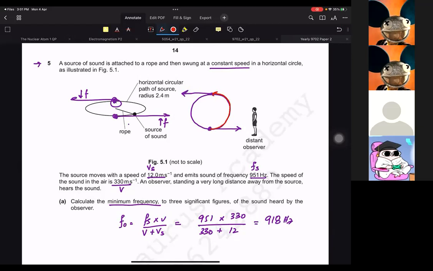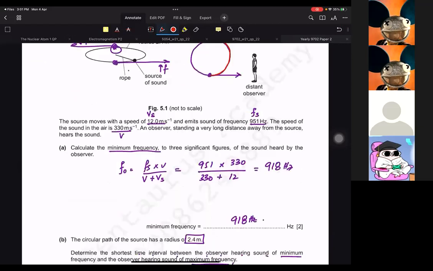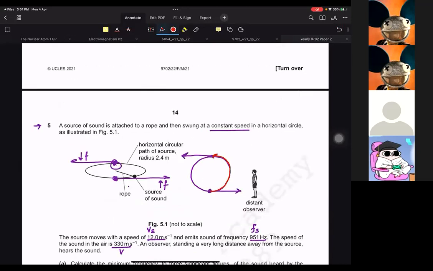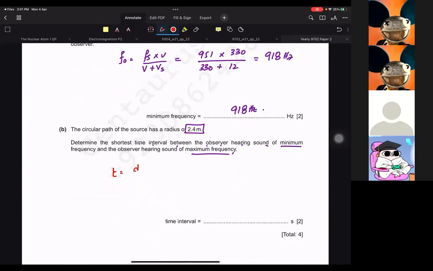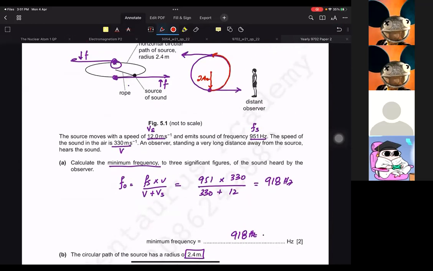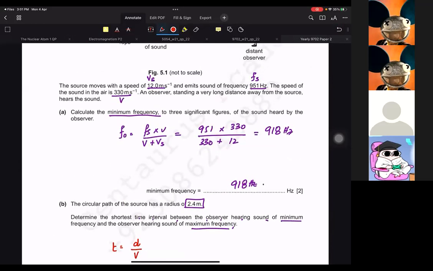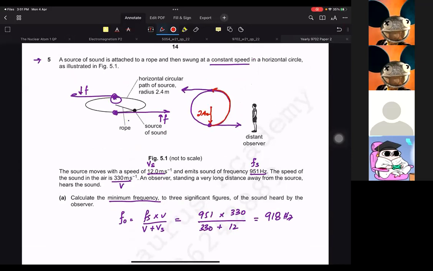All right. Now they have given the radius. I think the radius is 2.4. So this is the radius, right? And they want us to find the time interval. So we already know that time is equal to distance over speed, right? So I think we have the speed, that is 12. But the point is, how do we find the whole thing?